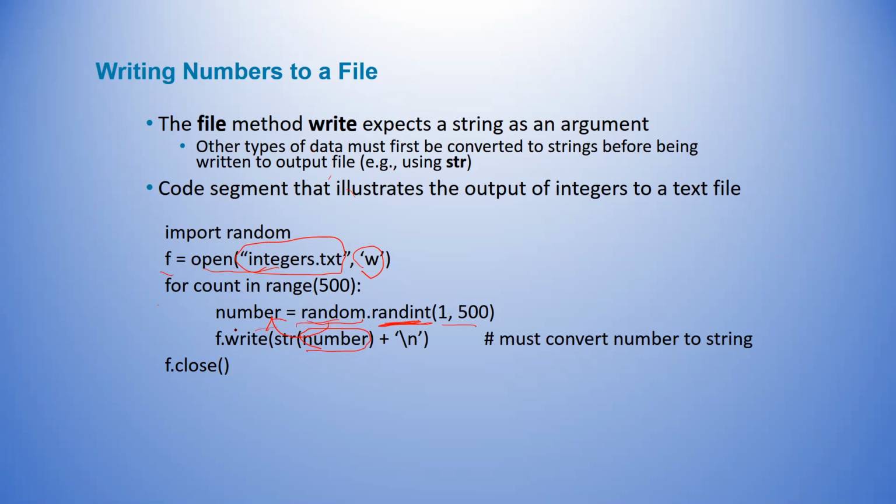Because this is actually a number, an int, we have to convert it, cast it to a string. That's why you see str(number). Once it is a string, you can concatenate it with another string. So we are concatenating this string of number with a new line character so that each number is on its own line. We are writing that 500 times, generating a random number and writing it, and then close. That's this program. Any questions, everybody?